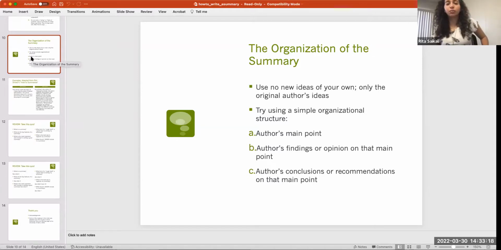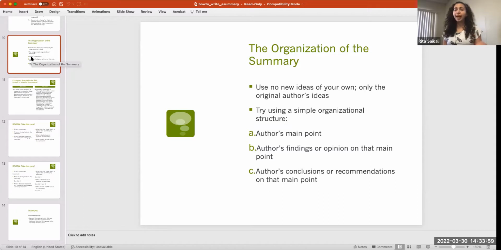All right, next, we're continuing on with the organization of the summary. Use no new ideas of your own. Again, it is not your opinion. It is what the author is trying to say. And try using a simple organization structure. So how can you identify that it's a summary if you're looking at the test or anything like that? You find, usually, the author's main point, the author's finding or opinion on that main point, and the author's conclusion or recommendation on the main point. These are the things that happen.